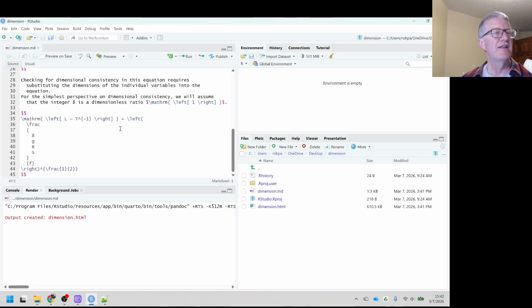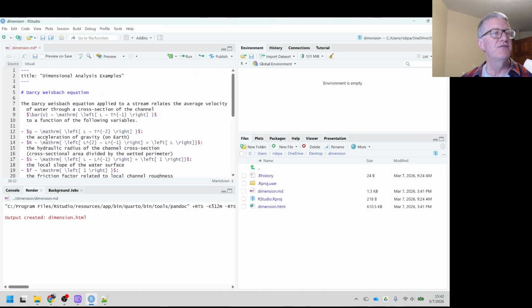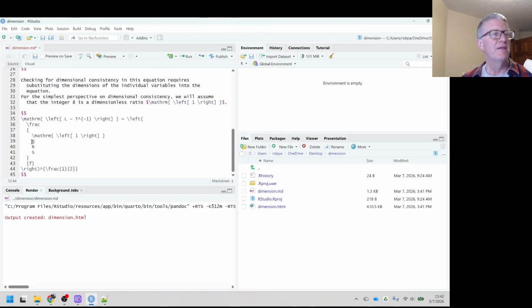So I mentioned that the 8 we're going to think of as a dimensionless ratio. So I can copy the dimensions that I already have for the number 8 in place of the 8. Then I can go back and find the dimensions for the acceleration of gravity. I can grab those and paste them in place of the g.